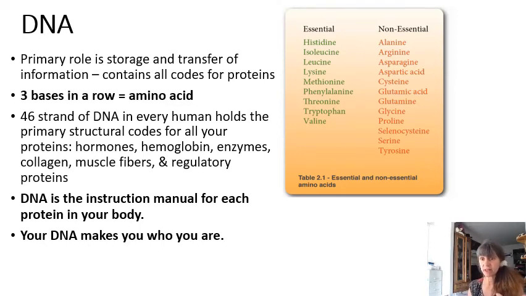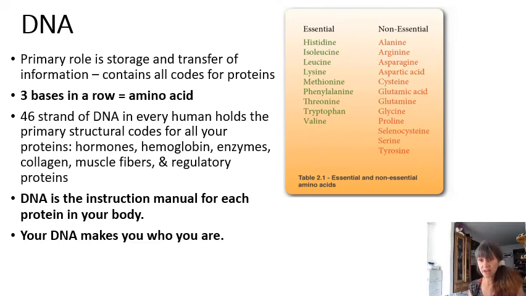Hemoglobin is a protein. Remember, we said all enzymes are proteins. Collagen is the most abundant protein in the human body. That's important for you to know. Muscle fibers contain proteins. There are regulatory proteins that allow things in or out of the cell. So DNA is the instruction manual for each protein in your body, and DNA makes you who you are.